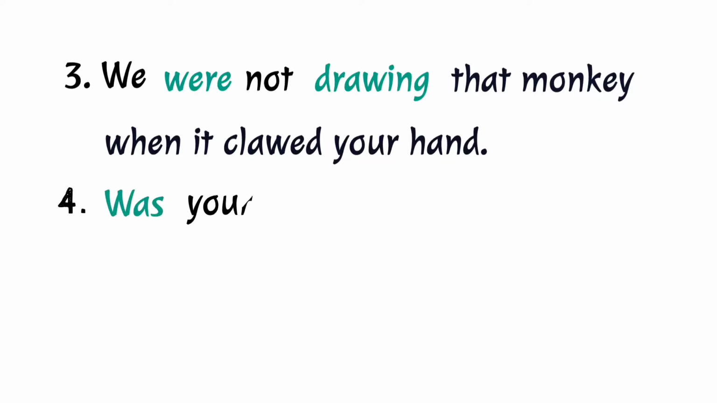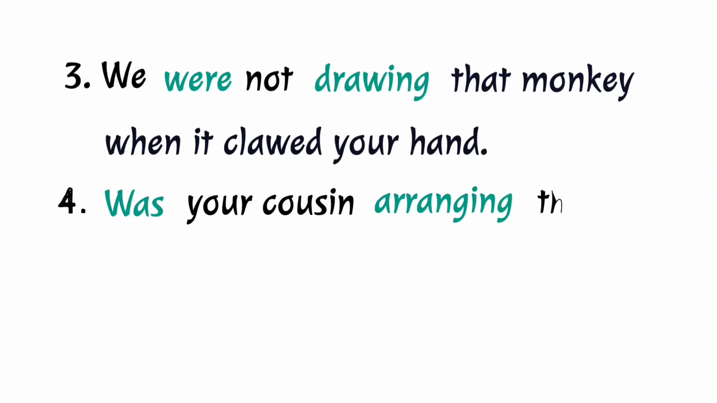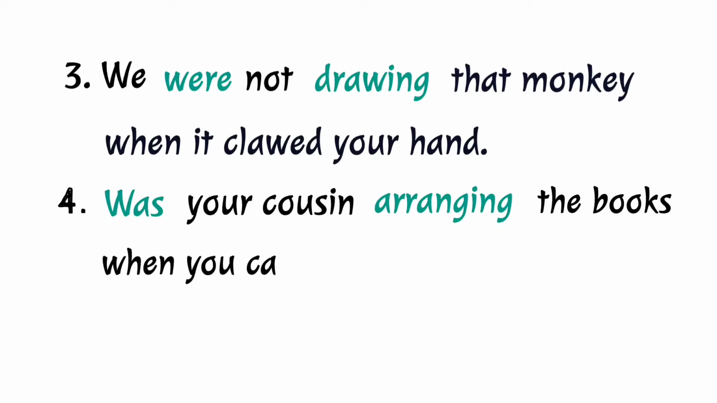How about in interrogative? We have to use was or were in the beginning of the sentence. So the sentence will be, was your cousin arranging? Was first and then subject and then verb ing. Was your cousin arranging the books when you came in? You can also ask, for example, were you doing your homework when I called you last night? So you ask something ongoing in the past.